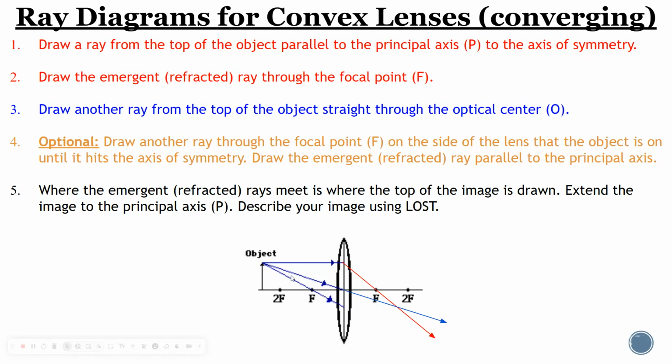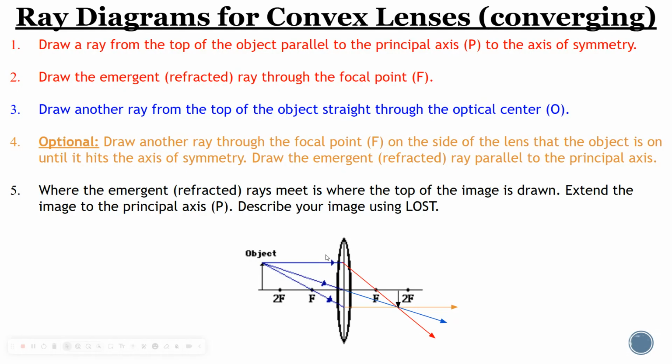The third ray is one that goes through the focal point, hits the axis of symmetry, and then refracts parallel to the principal axis. Very similar to mirrors. And what's interesting is that where these rays meet, that's where your image would be, and it would be inverted compared to the object. So those are your 3 rays you need to memorize.